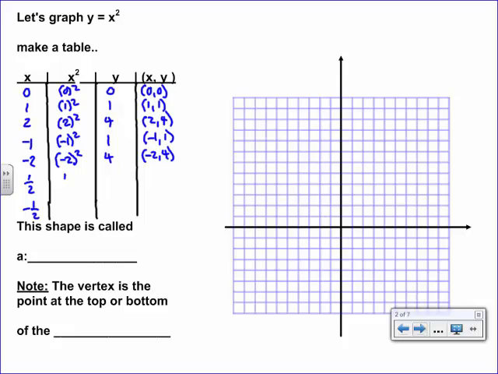And 1/2. A lot of people get this confused. 1/2 squared means 1/2 times 1/2, which is 1/4. And if we put in -1/2, a negative squared is a positive, and again 1/2 times 1/2 is 1/4.